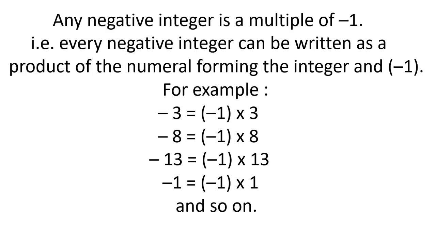Any negative integer is a multiple of -1. That is, every negative integer can be written as a product of the numeral, meaning the symbol, the number, or the digit forming the integer, and -1. For example, -3 can be written as -1 into 3. -8 can be written as -1 into 8. -13 can be written as -1 into 13, and -1 can be written as -1 into 1, and so on.